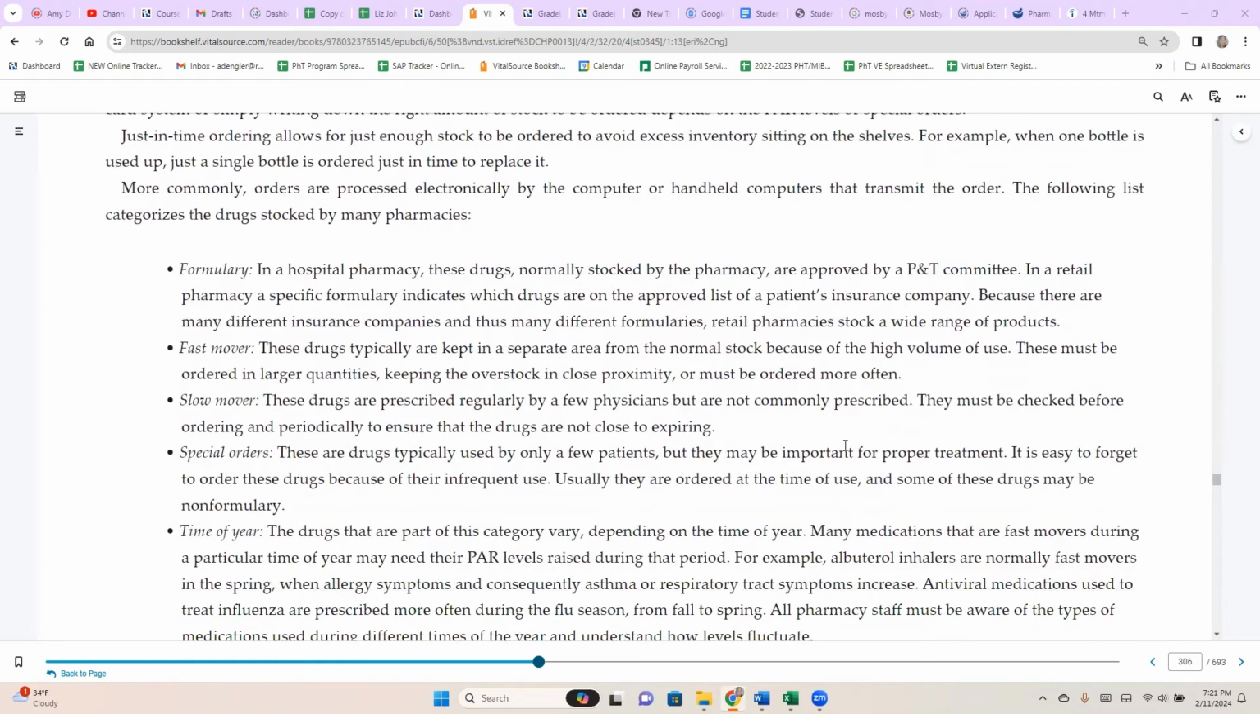Special orders: these are drugs typically used by only a few patients, but they may be important for proper treatment. It's easy to forget to order these drugs because of their infrequent use.